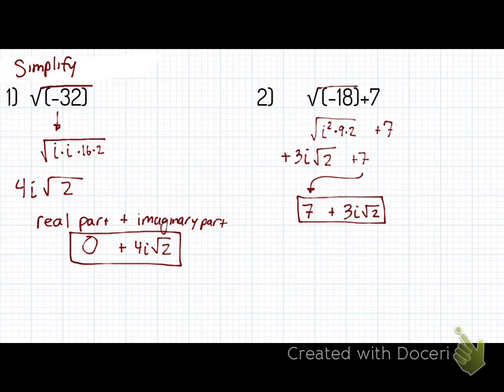Questions on numbers 1 or 2? Yes, sir? So for number 1, you weren't given the real number, so you just put a 0 there? Yeah, that's right. Because if there was no real number, what represents nothing? 0. So you just put a 0 there. There's no real numbers, so we put 0 real numbers.